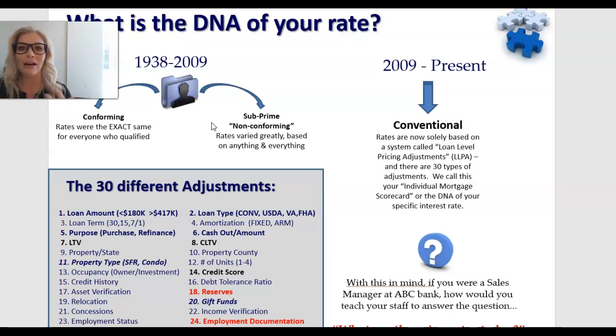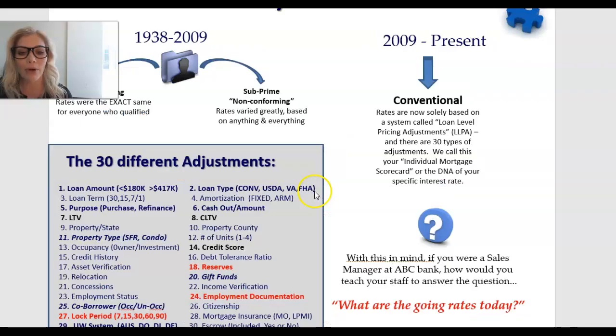That was when there were stated income loans. And after the housing crash, the government stepped in and said, okay, no more of what we call these subprime mortgage loans. We have to verify assets and income, and we are going to make mortgage lenders look at these 30 different adjustments when it comes to interest rates. So it's more like an insurance quote. If you've ever gotten health insurance or life insurance, we're going to look at things like loan amount and term, and the purpose, if it's a purchase or a refi, what state, if you're getting gifts, reserves. All these adjustments that you see here are things that we look at as a mortgage lender.